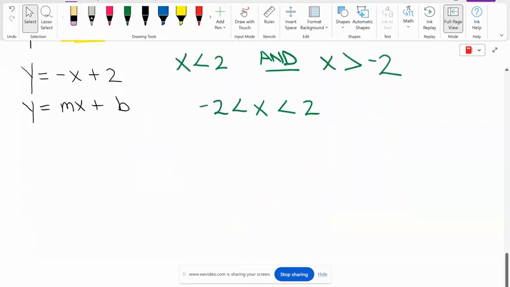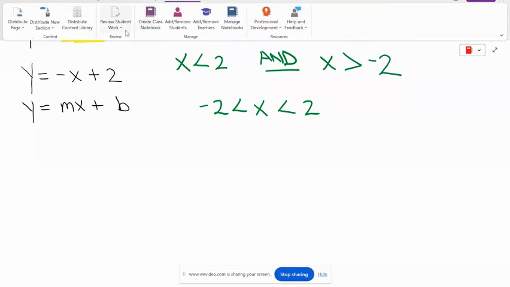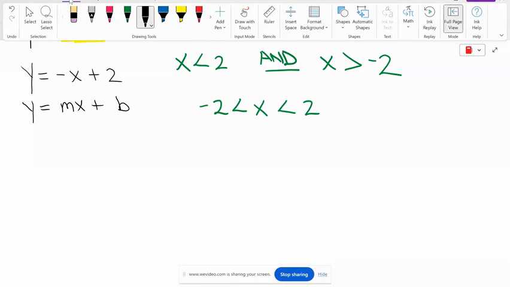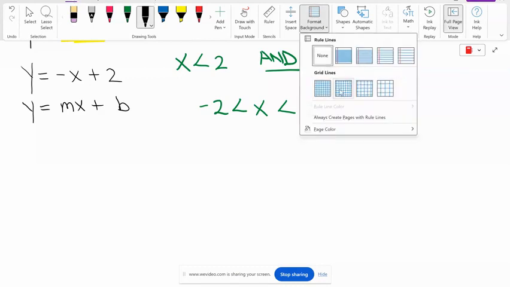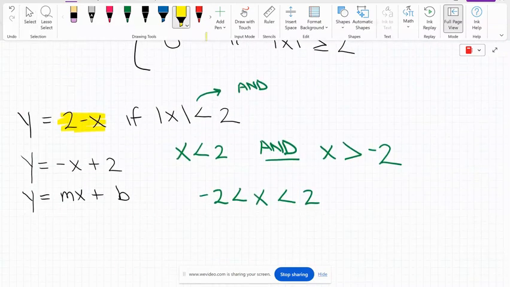So we could get this line going. Just going to make this into graph paper. Where's my paper? Yes. Why can't they include negative 2 and 2? Because the original one was just less than, not less than or equal to.